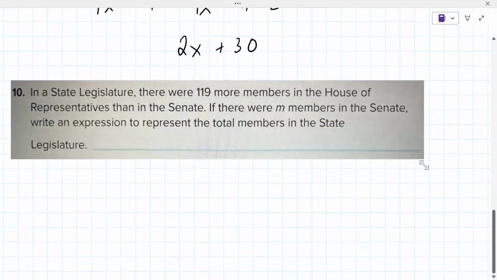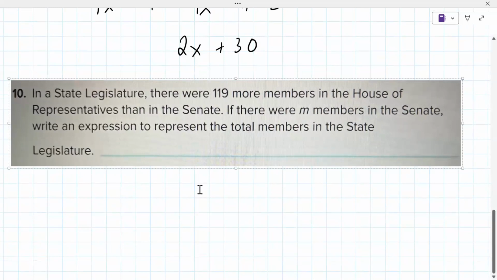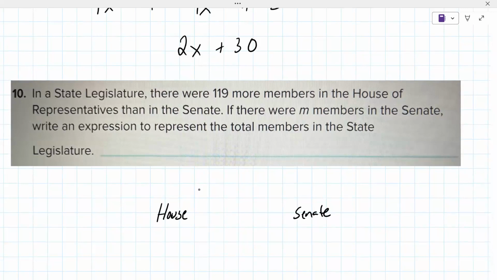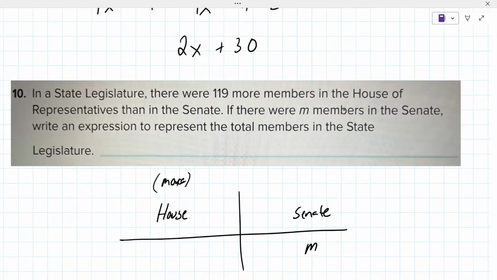Okay. In a state legislature, there were 117 more members in the House of Representatives than in the Senate. So just sort of a critical thinking question here. House and Senate, which has more or which has less? I believe the house has more. The House has more. So your final answer, if we get one, should be that there are more here in the House. Okay. If there were M members in the Senate, there's M members in the Senate. Write an expression to represent the total members in the state.